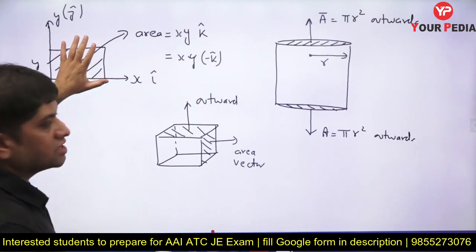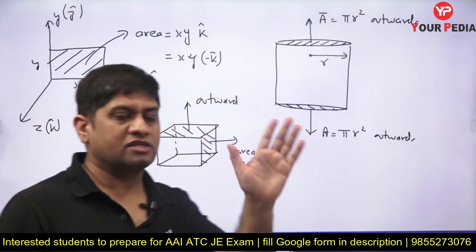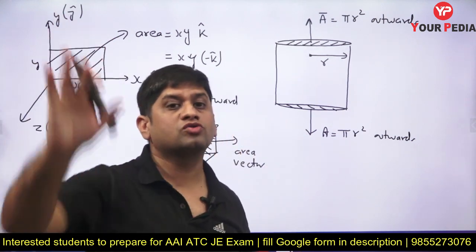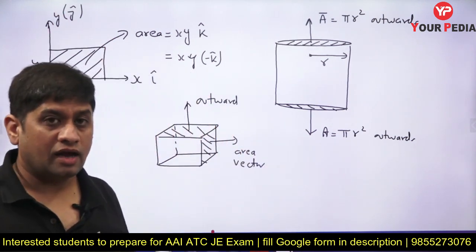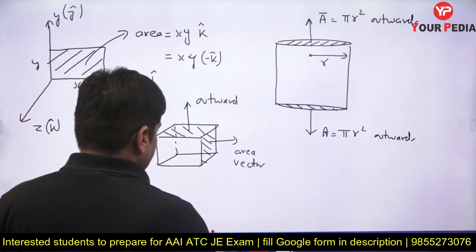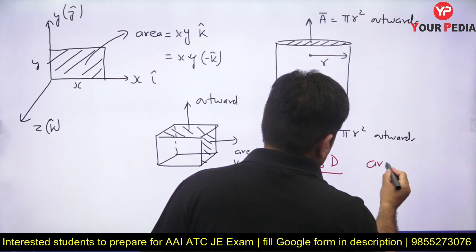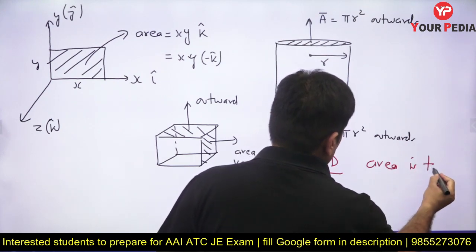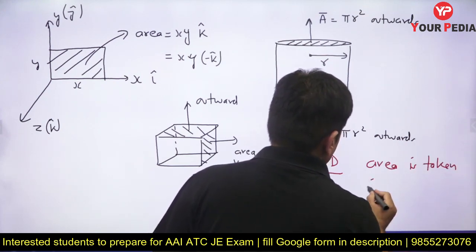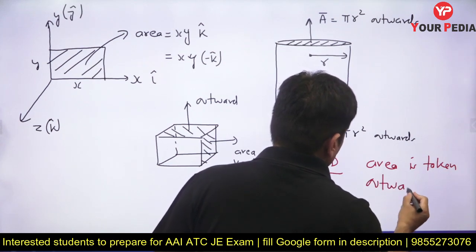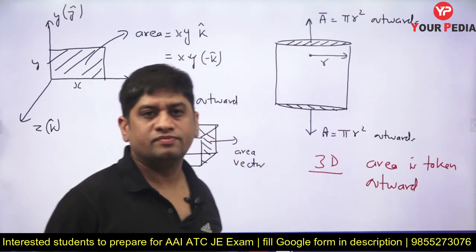This for two dimension is okay. For two dimension it can be this side or that side. But the moment I go to three dimension, now that is very important, and listen to it carefully now. In 3D shapes, area is taken outward. This is very important, and mark this in your memory.